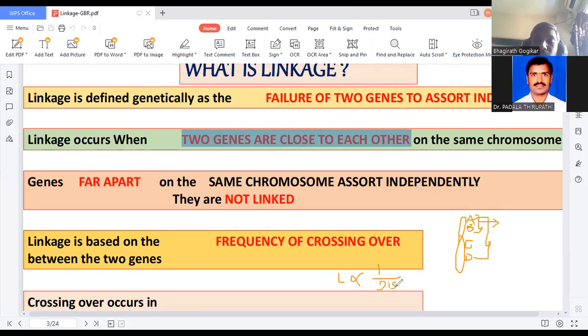So the distance between the genes. If the distance between the two genes is very small, that shows what strong linkage is there. Are you followed?